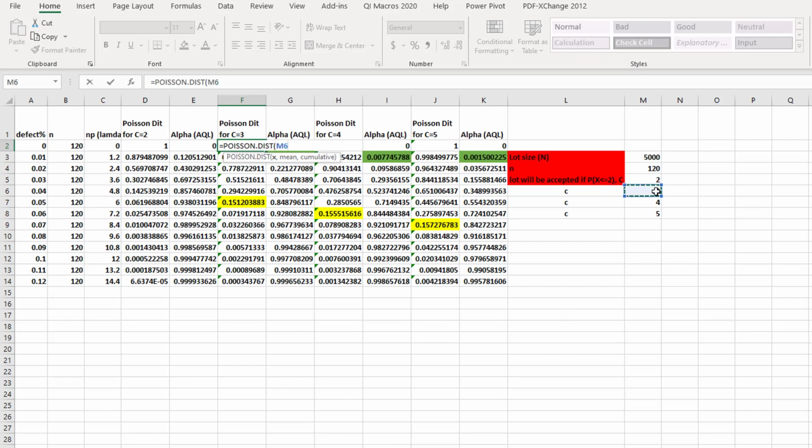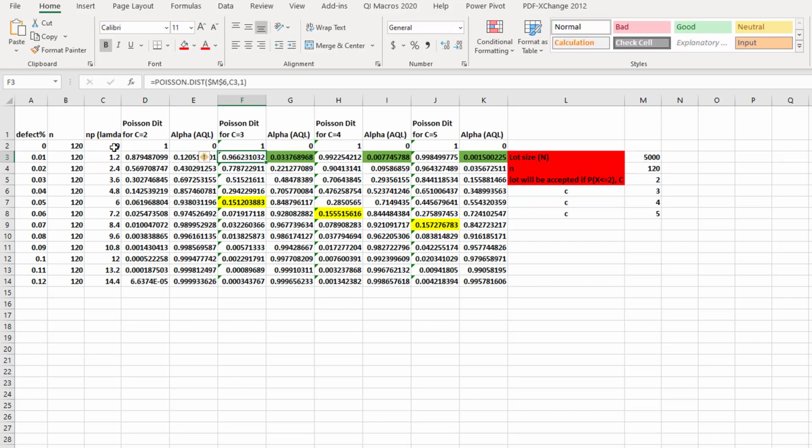Just put this one because we want to keep it frozen, constant, then comma, and then in the formula this is our mean, then comma, and 1 because we want to calculate the cumulative probability. So just drag it down, and when you drag it down, you will calculate these values. Similarly, this is our alpha.